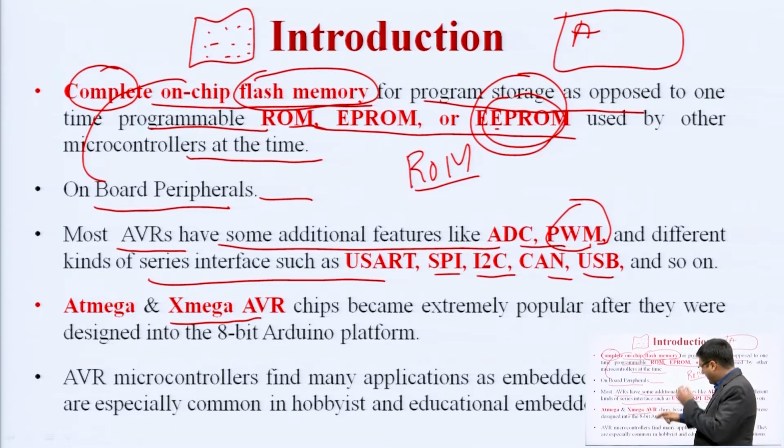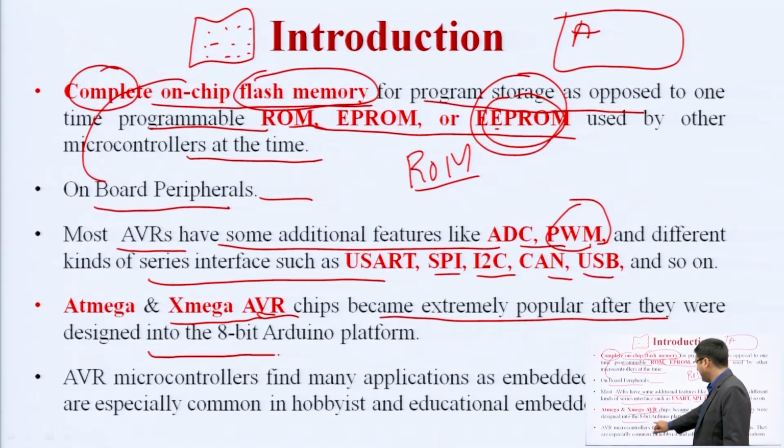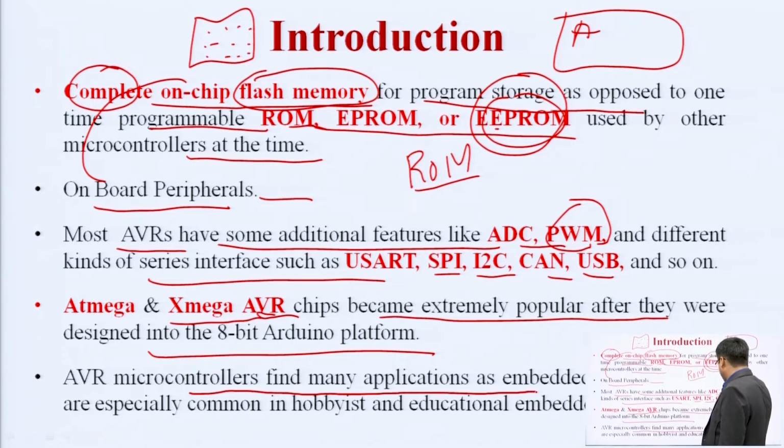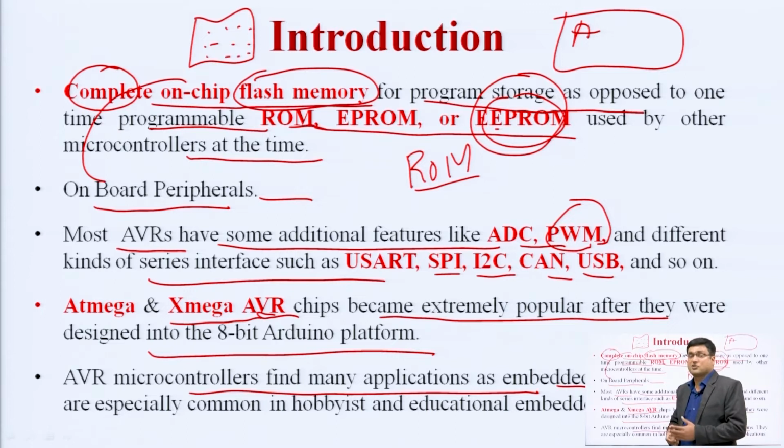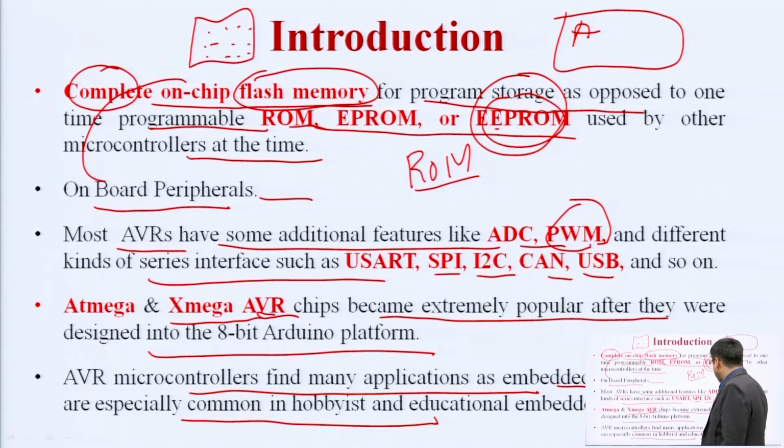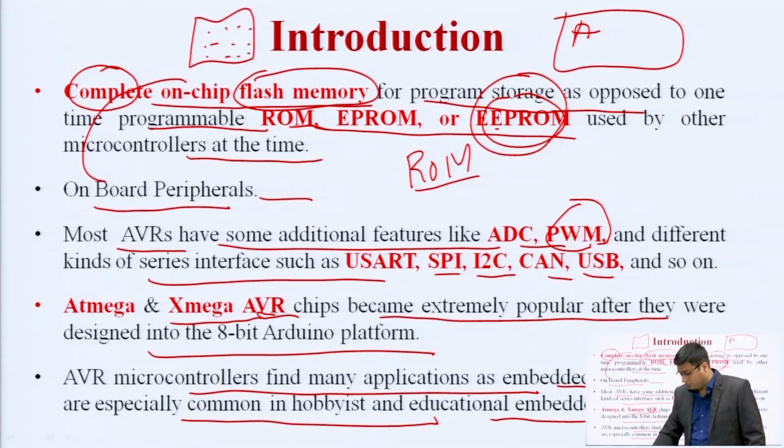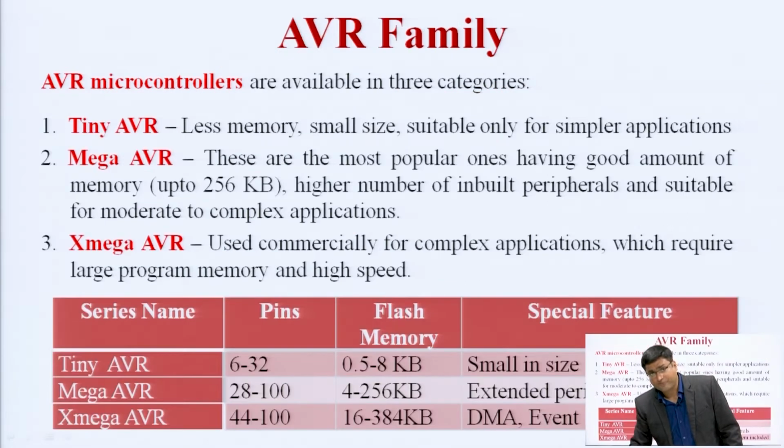ATmega and XMega AVR. In the next slide we will see what the different types of AVR available are. XMega is one of them. XMega AVR chips became extremely popular after they were designed into the 8-bit Arduino platform. AVR microcontrollers find many applications as embedded systems. In the last slide we will see the various applications of AVR microcontrollers. They are especially common in hobbyist and educational embedded applications. So this is the basic introduction of the AVR microcontroller.